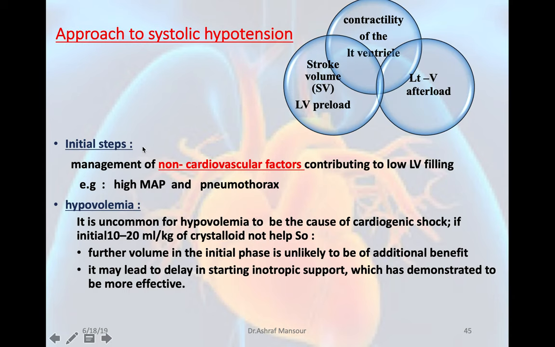So in the approach to systolic hypotension, the initial step is management of non-cardiovascular factors. What are the non-cardiovascular factors? You play on factors contributing to low filling, like high MAP in a ventilated baby, or a baby who has pneumothorax, or a baby who has hypovolemia. It is uncommon for hypovolemia to be the cause of cardiogenic shock. If the initial 10 to 20 mL/kg of crystalloid does not help, further volume in the initial phase is unlikely to give you any additional benefit. So use only 10, then 10, then stop, because you will delay the start of the inotropes, which is very important here.